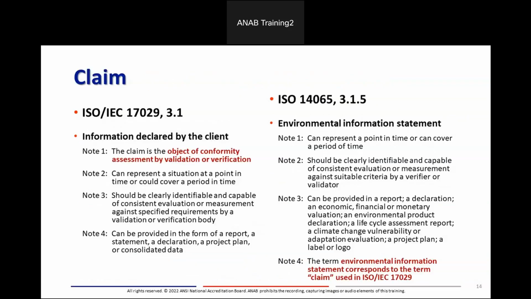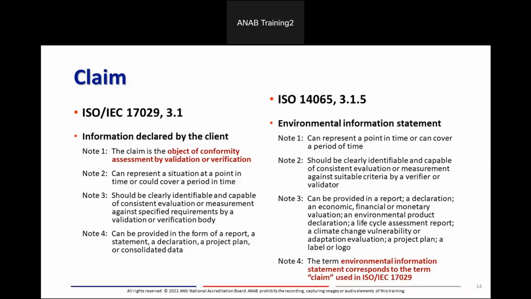So we've talked a lot about claims, and really haven't given a definition of a claim. So in this sense, a claim is the information declared by the client. For 17029, this is the object of the conformity assessment of the validation or verification. The claim can represent a situation at a single point in time or can cover a period of time. Additionally, the claim should be clearly identifiable and capable of consistent evaluation and measurement against specific requirements. Keep in mind that a claim can be provided in various forms, such as a report, a statement, a declaration, a project plan, or even consolidated data.